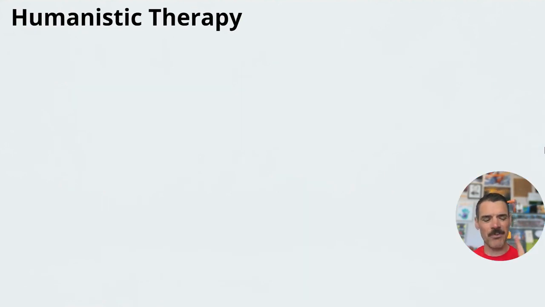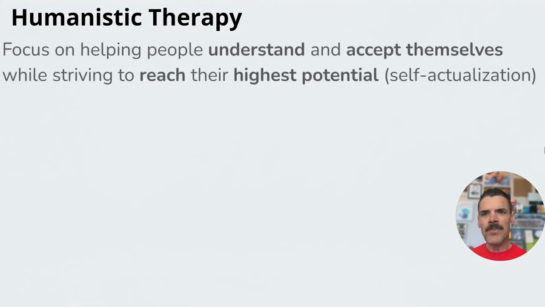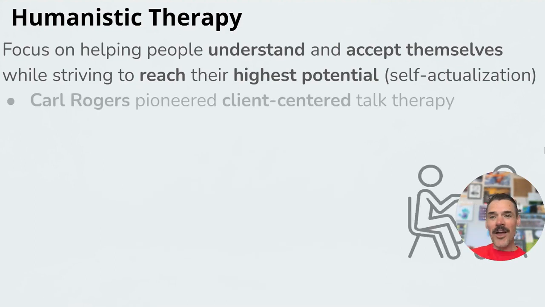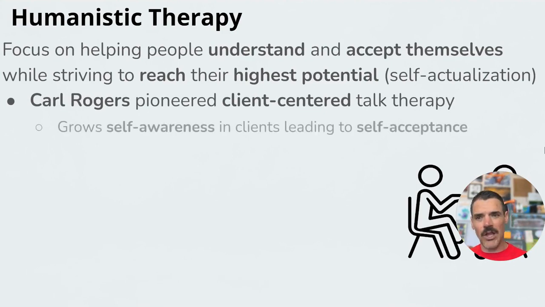Humanistic is the next one. So remember Abraham Maslow and Carl Rogers, they focus on helping people understand and accept themselves while trying to get their highest potential. So if you remember Maslow's hierarchy of needs, the very tippy top up there was self-actualization. So trying to get people up to that self-actualization level. Carl Rogers, he pioneered client-centered talk therapy. So there's a couple of aspects that go along with talk therapy.